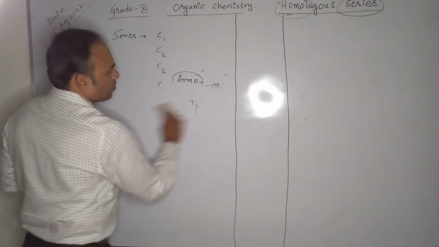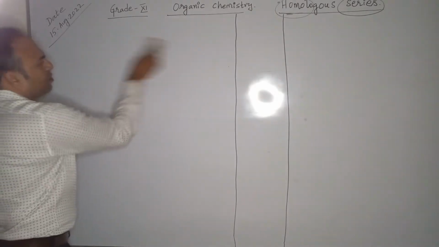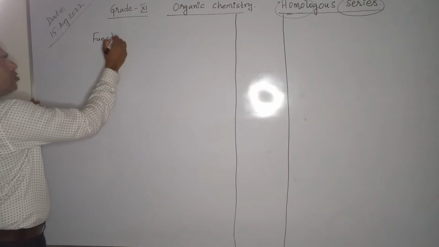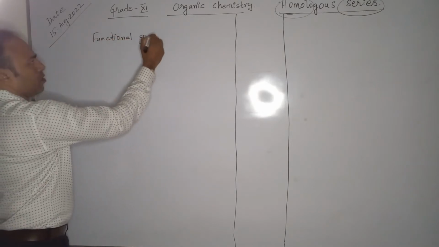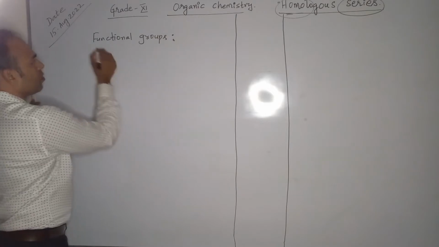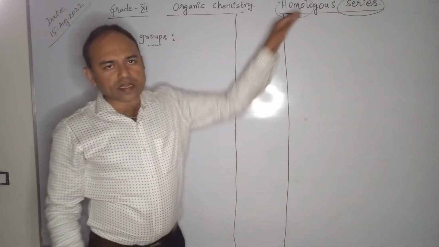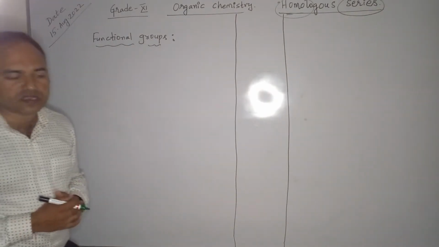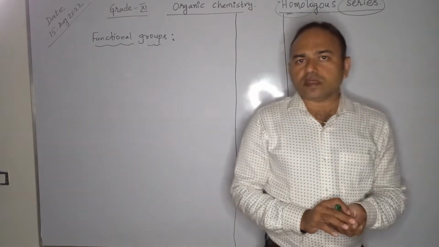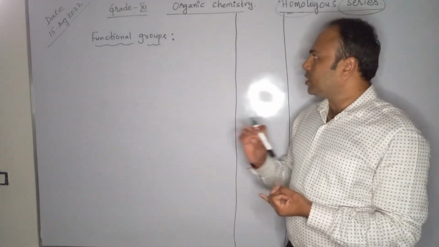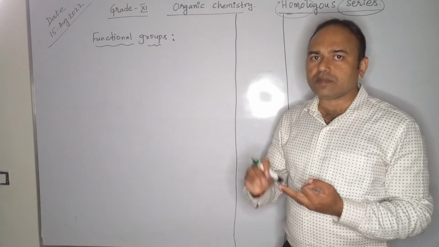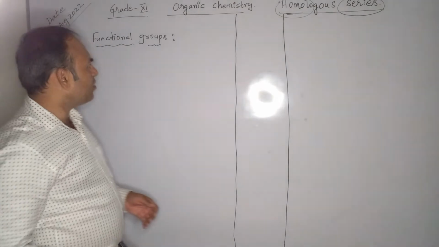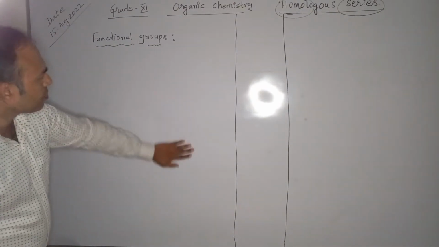Now, what are the functional groups present? So next, functional groups. In a homologous series, you can take any functional group. But before entering into that, what do you mean by a functional group? Always you will write down alcohol, OH, aldehyde, CHO, COOH, carboxylic acid, like that. But no one will tell you the definition of a functional group. Now let me show you.